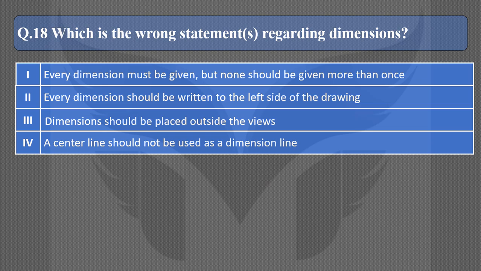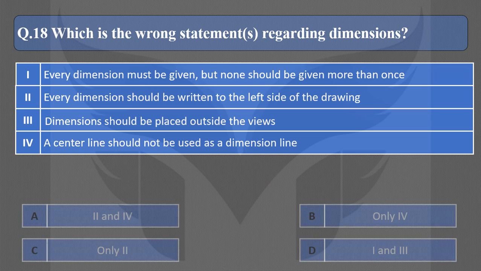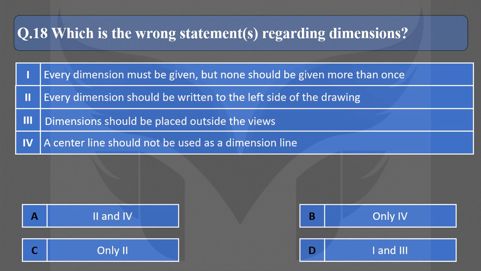Let's see the third. Dimensions should be placed outside the views. Yes, this is correct. And fourth is, a center line should not be used as a dimension line. Yes, this is also a correct statement. Do not use a center line as a dimension line. So here only one statement is wrong, which is the second statement. And hence the correct option is C. Alright, let's move on to the next question.